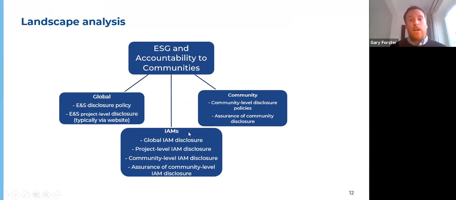And then we went on to look at IAMs, so independent accountability mechanisms. We looked at the global IAM disclosure, project level IAM disclosure, community level IAM disclosure, and then again this issue of assurance of community level IAM disclosure. So was evidence being provided that at the community level, disclosure of the presence and functioning of IAMs had been made available to communities.